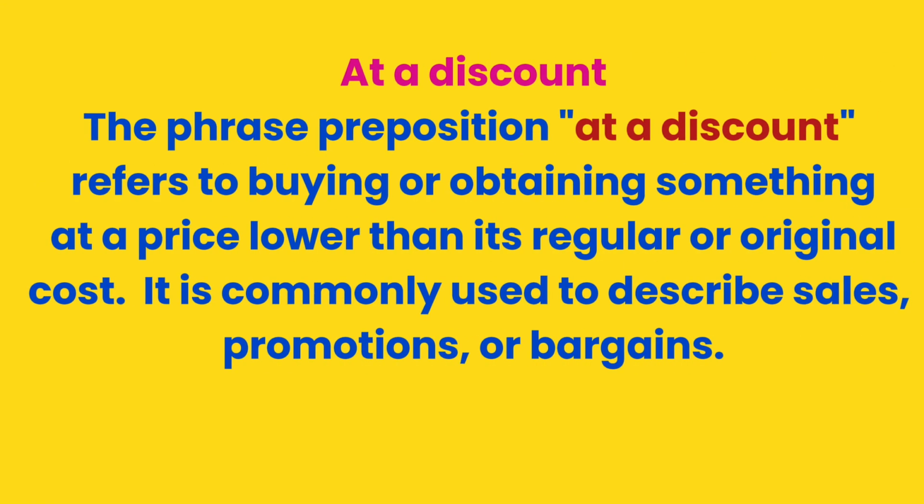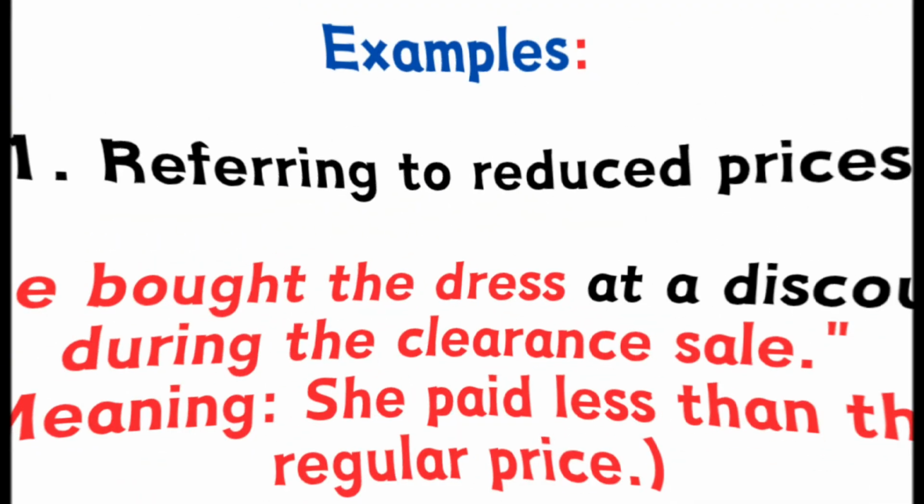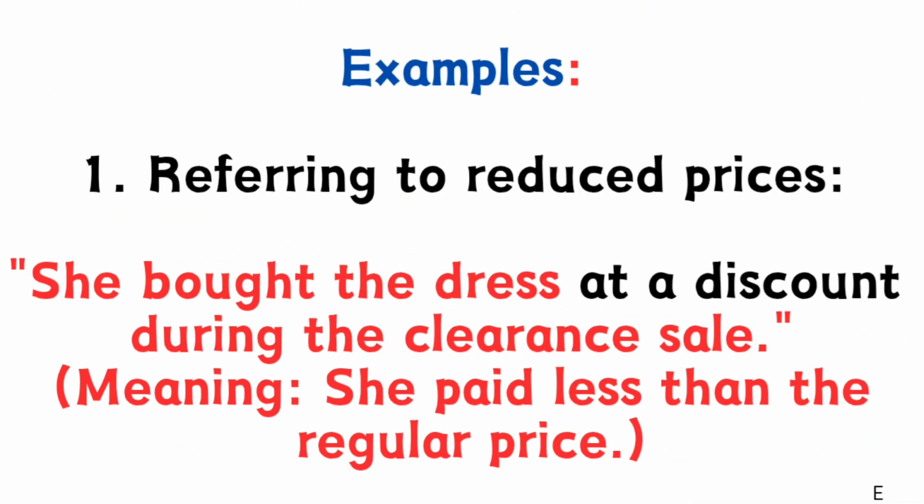At a discount. The phrase preposition "at a discount" refers to buying or obtaining something at a price lower than its regular or original cost. It is commonly used to describe sales, promotions, or bargains. Examples. 1. Referring to reduced prices. She bought the dress at a discount during the clearance sale. Meaning, she paid less than the regular price.